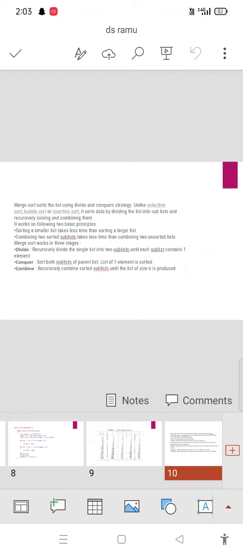By dividing, it works on the following two basic principles: sorting smaller lists takes less time than sorting larger lists, and combining two sorted sublists takes less time than combining two unsorted lists. Merge sort works in three stages. Divide: recursively divide the single list into two sublists until each sublist contains one element. Conquer: sort both sublists of the parent list into lists of one element. Combine: recursively combine sorted sublists until the list of size n is produced.